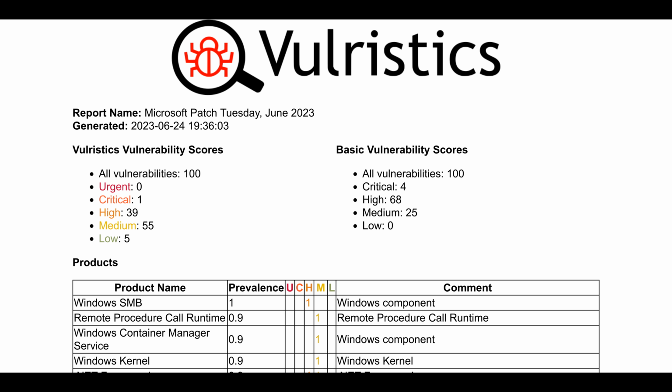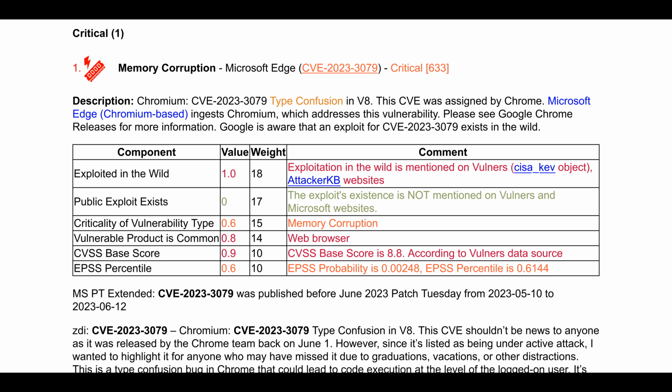This time there were only two vulnerabilities used in attacks or with a public exploit, and only one of them is more or less relevant. All vulnerabilities: 100, urgent 0, critical 1, high 39, medium 55, low 5. Let's see the top of the Vulristics report.